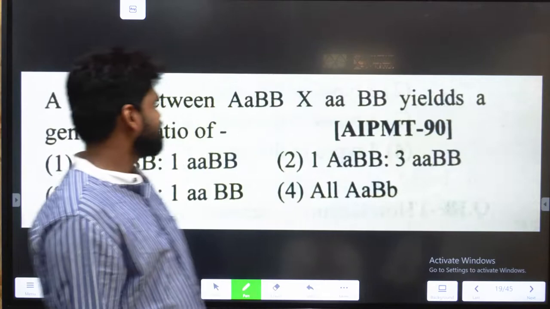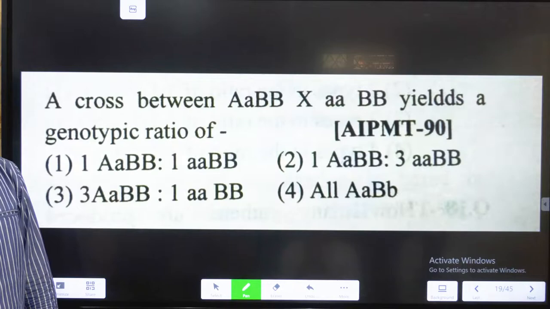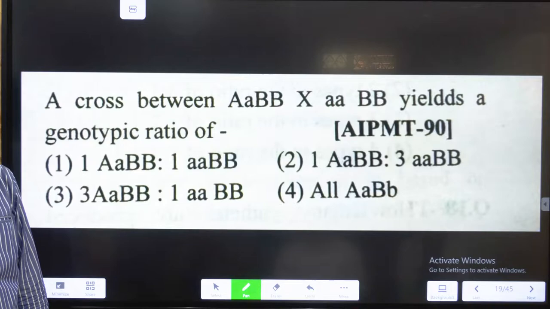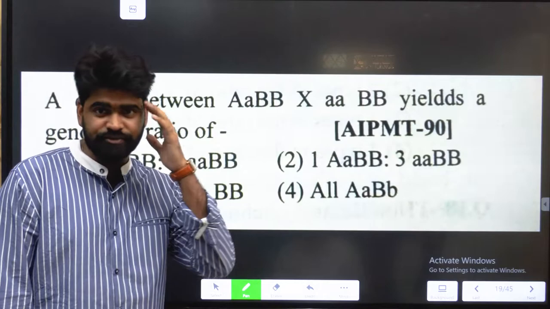A cross between this one and this one, what is the genotype ratio? First. Second, I don't know. Don't do it in your mind. Always do it by writing, please. In the exam also, don't use your mind for calculation. You may miss something.